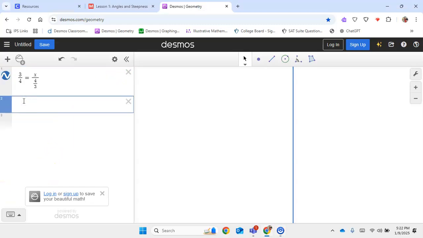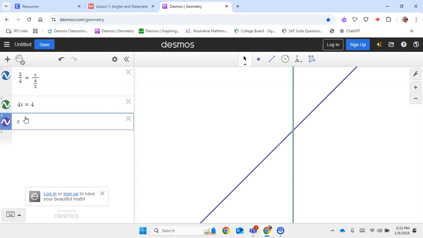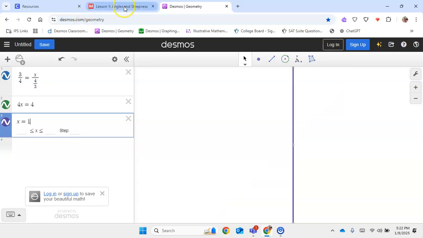If you cross multiply, 4 times x is 4x, and 3 times 4/3 is 4. 4x divided by 4 is x, and 4 divided by 4 is 1.